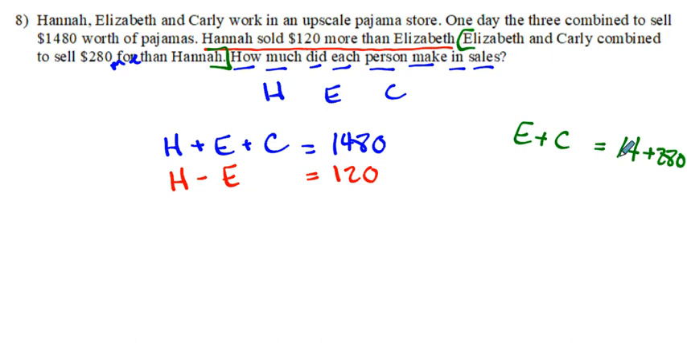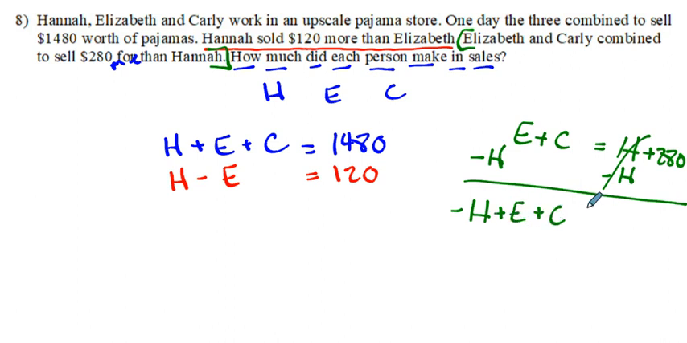What is necessary is to move this H to the other side. So if I have H, I need to take it away. So I'll have to take it away from this side as well. And watch this now. The H comes first, and then the sign between the H and the E is a plus sign because we are adding Elizabeth's and Carly's equals 280.